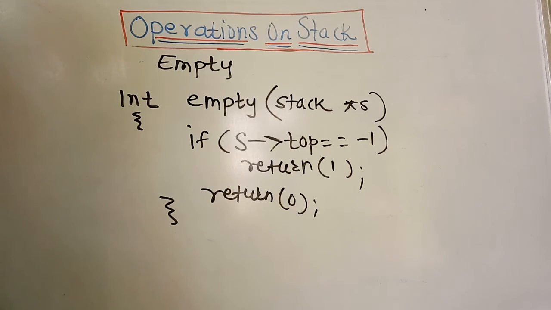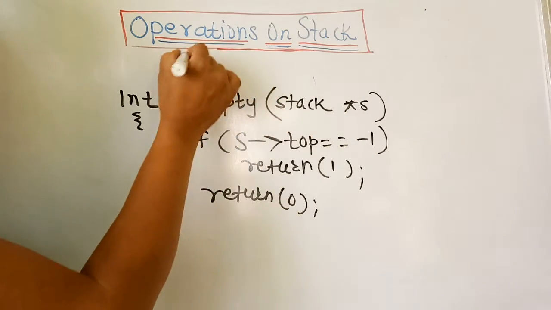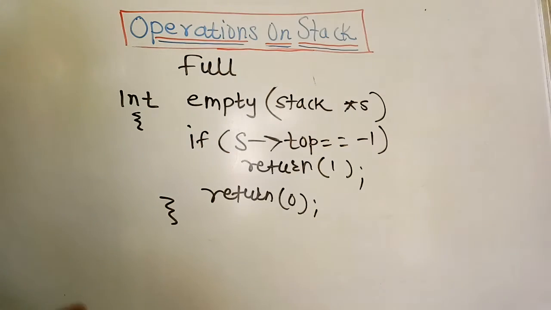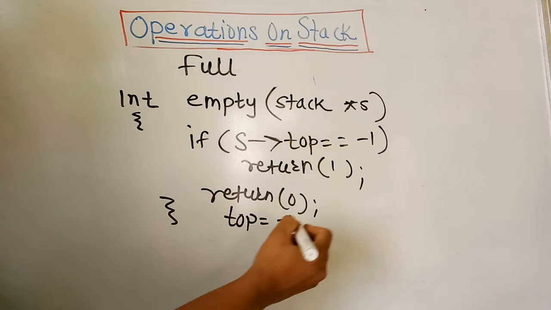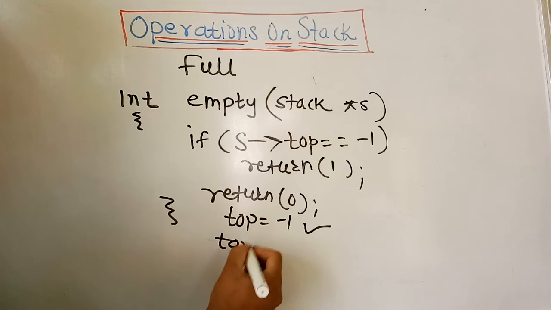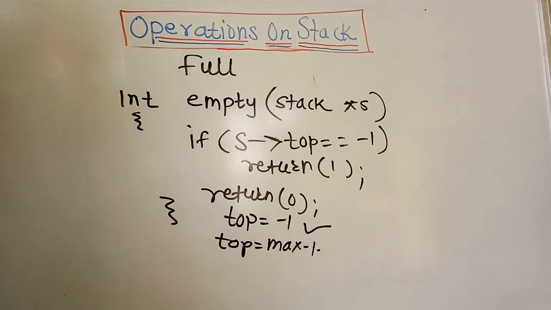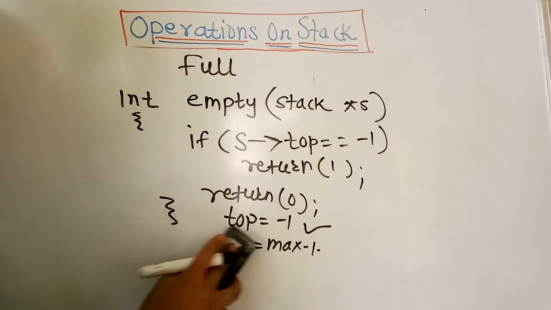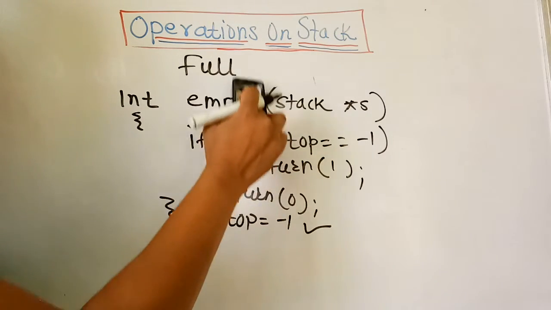Okay. Then, what is the next operation on the stack? Likewise, we checked the emptiness of a stack, now we will check the fullness of a stack, whether the stack is full or not. We know that when top is at the minus 1 position, it is empty, and when top is at the max minus 1 position, it is at a full condition. So we simply have to check whether it is at the max minus 1 position or not.